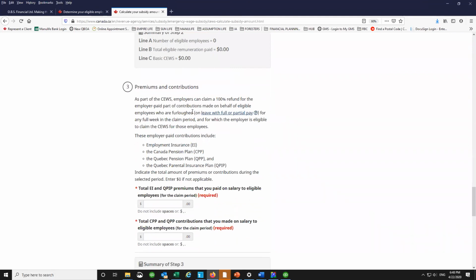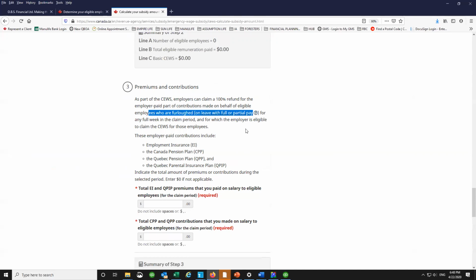Step 3 is for when you have employees who are furloughed or put on leave with full or partial pay. So if you have the cash flow to pay your employees to stay at home, pay them 75%, which is better than the CERB payments or the EI payments, and you're doing that for your employees, even at a reduced rate, you'll qualify for additional compensation for CPP, EI, and in Quebec, QPP and QPIP.